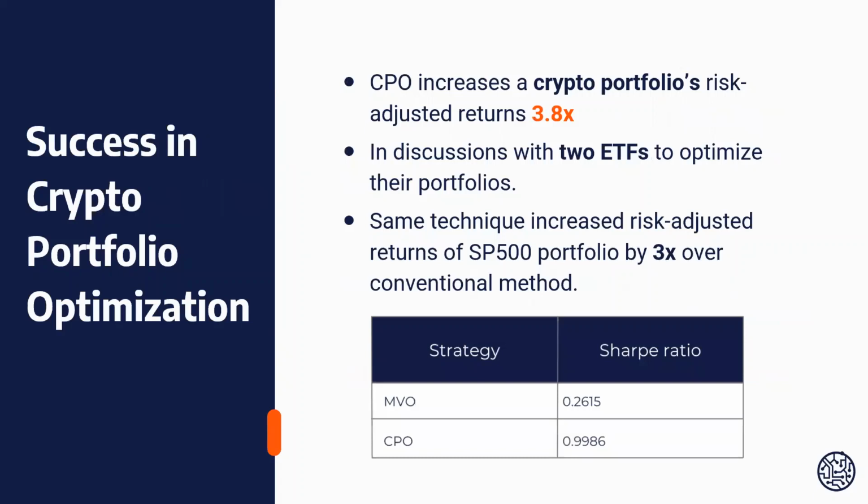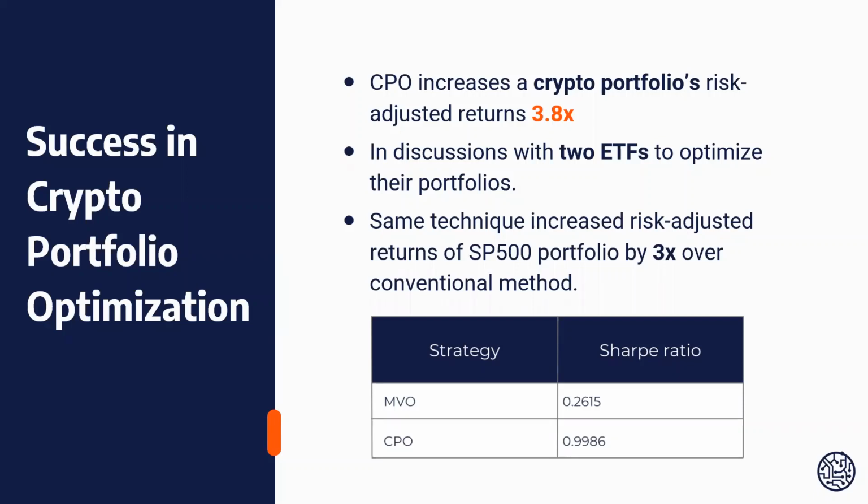Using this technique, we were able to get a Sharpe ratio of 3.8 times compared to mean variance optimization. Now, we are also in discussion with 2 ETFs to optimize their portfolios using the same conditional portfolio optimization technique. We have also applied this to an S&P 500 portfolio and tried to optimize the 500 stock portfolio using CPO and compared it against mean variance optimization. And in that example as well, we got a performance improvement of 3 times.